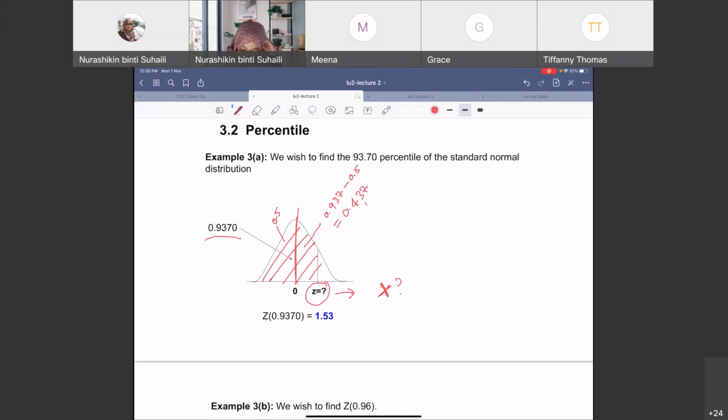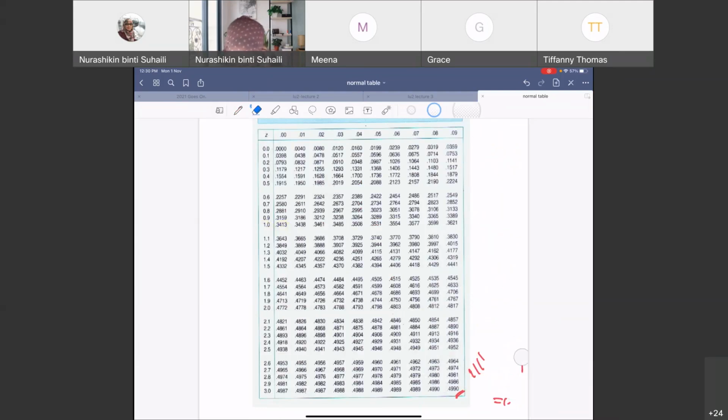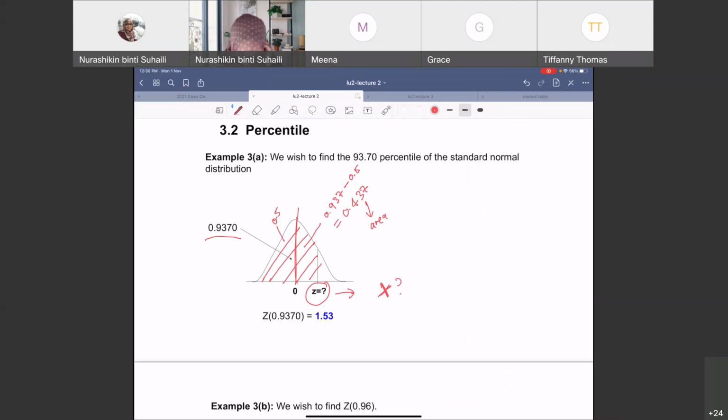So this is the area. Okay, let's refer to the normal table. 0.437, right? This one, okay. Now we have to find it from the values inside. Where's 0.437? Here. So this is 0.437, the probability or the area. So the value of Z here is 1.53. Okay, so that's how you got the Z value of 1.53.